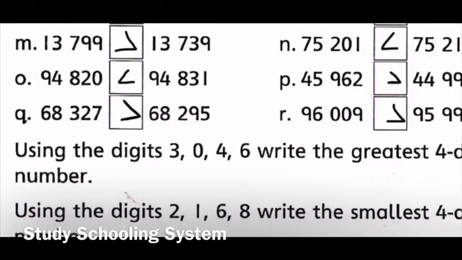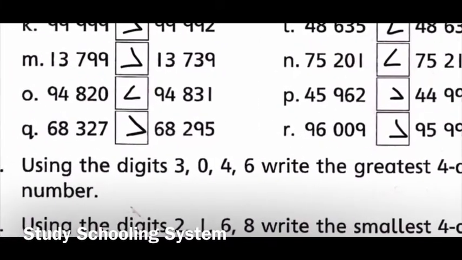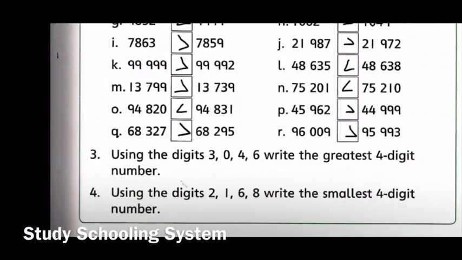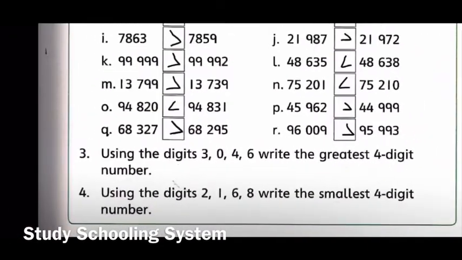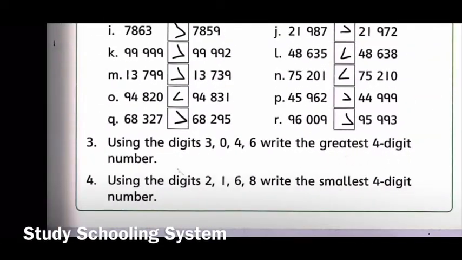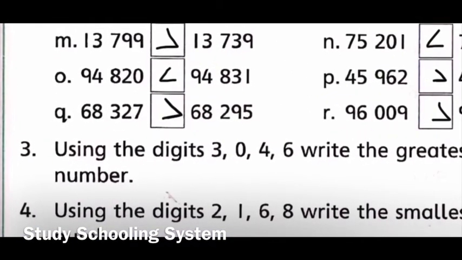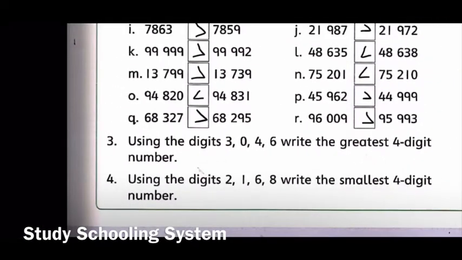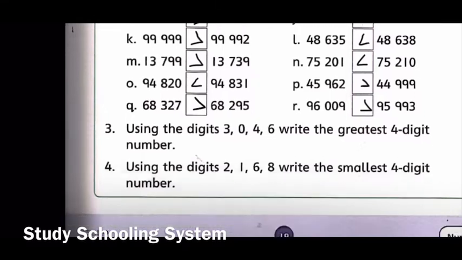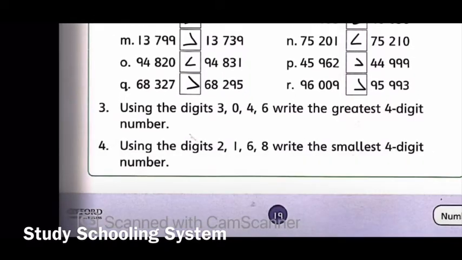Then what is the second greatest number, students? Yes, 4. So in the hundreds place value, we can write 4. Then for tens, we can write 3, and for ones, we will write 0. So our greatest 4-digit number with these digits can be 6403. Good job. Now let's look at number 4. Using the digits 2168, write the smallest 4-digit number.